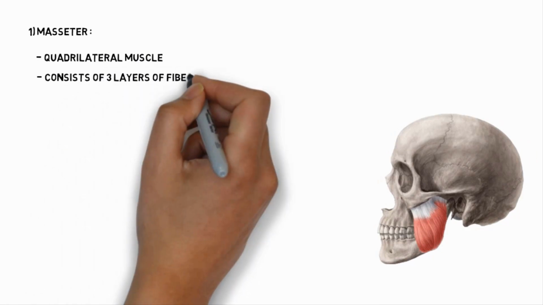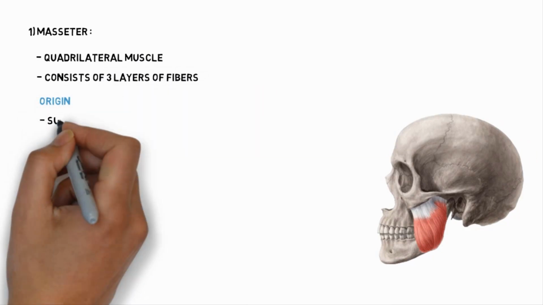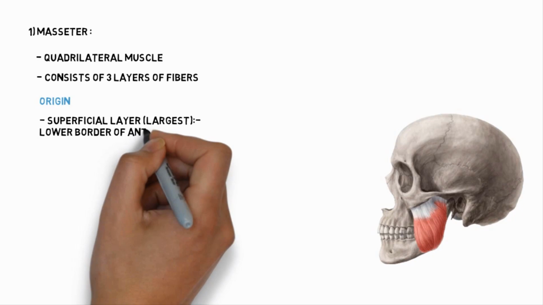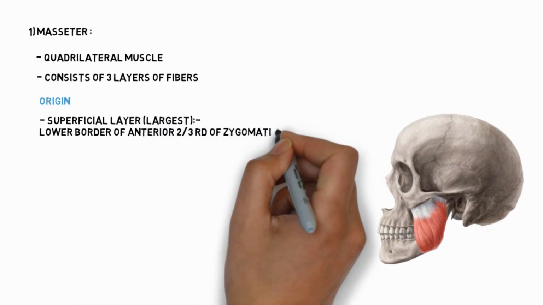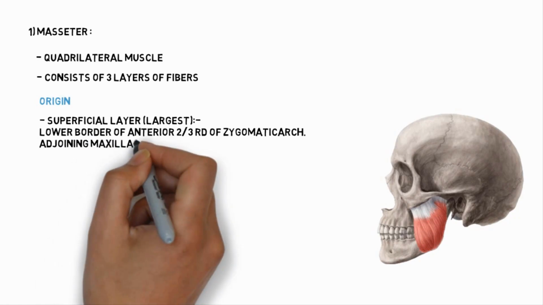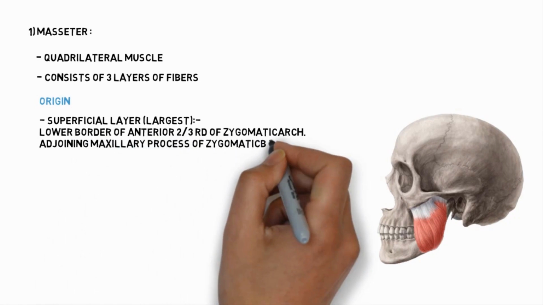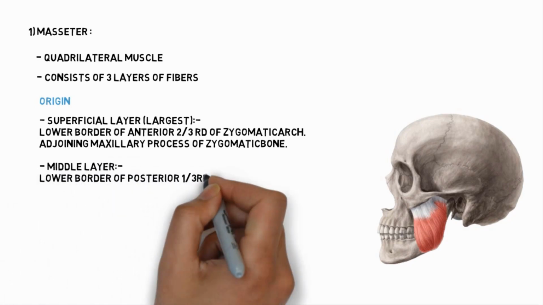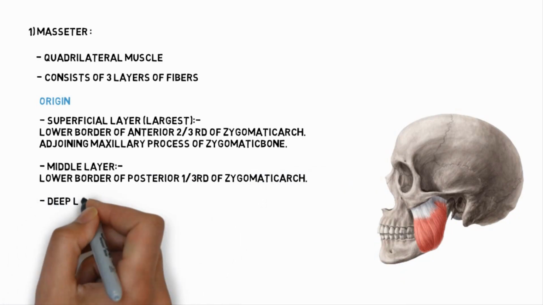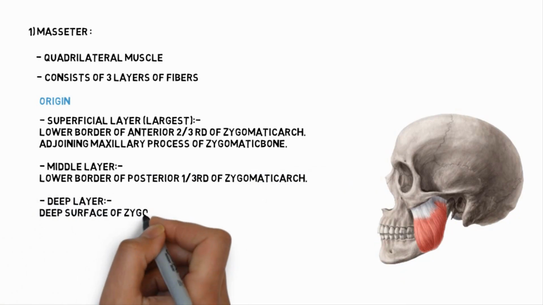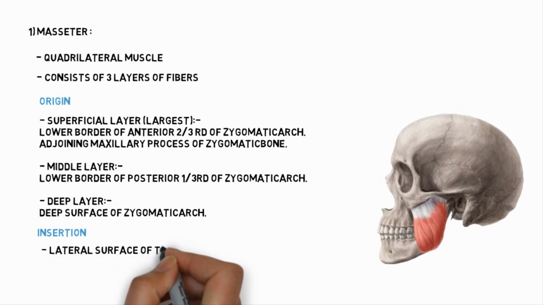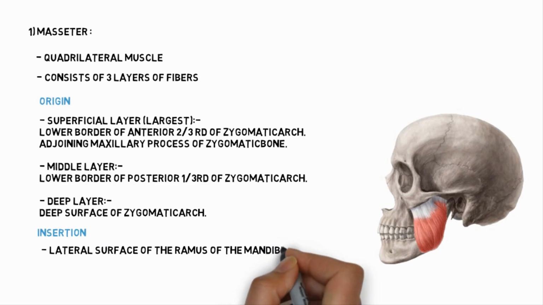It consists of 3 layers of fibers. Coming to the origin of Masseter, the superficial layer, which is the largest one, originates from the lower border of the anterior two-third of the zygomatic arch, adjoining the maxillary process of the zygomatic bone. The middle layer originates from the lower border of the posterior one-third of the zygomatic arch. And the final deep layer originates from the deep surface of the zygomatic arch. Coming to the insertion, it is inserted at the lateral surface of the ramus of the mandible.